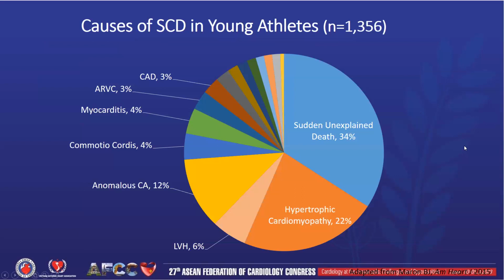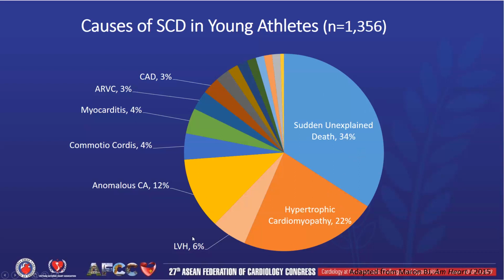When you look epidemiologically at the types of underlying conditions that cause sudden cardiac arrest, this is actually taken from Barry Maron's publication in 2015. And in his series of 1,300 young athletes, the most common cause was actually sudden unexplained death. This may be related to some underlying channelopathies that were not apparent on autopsy.